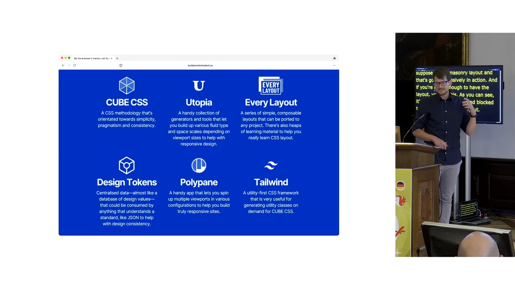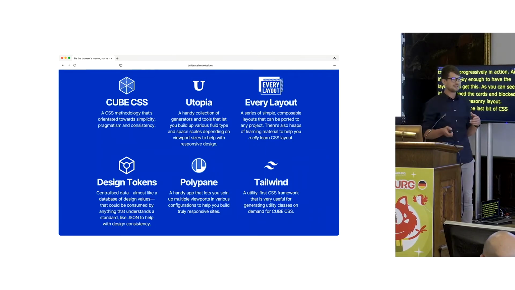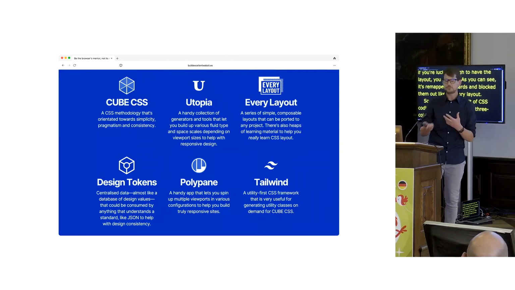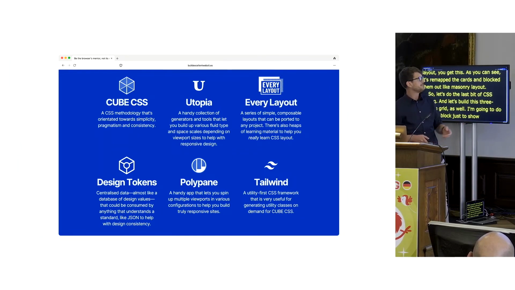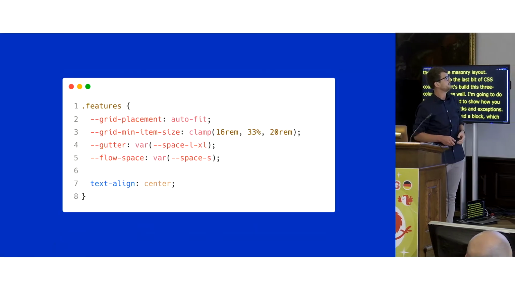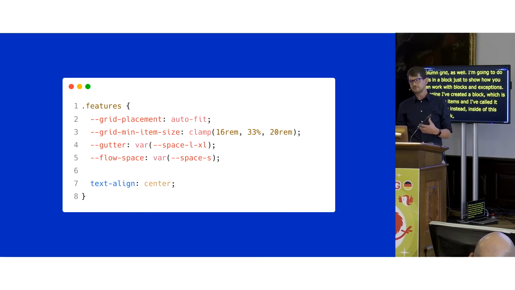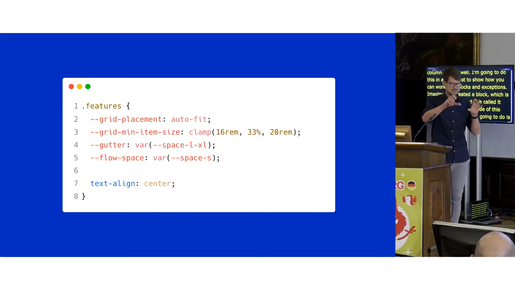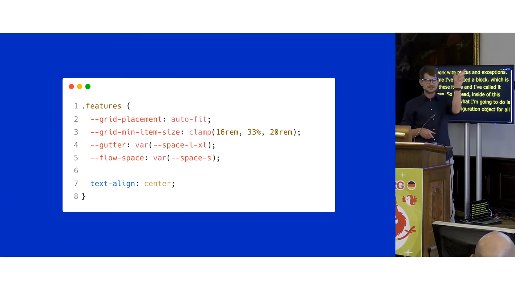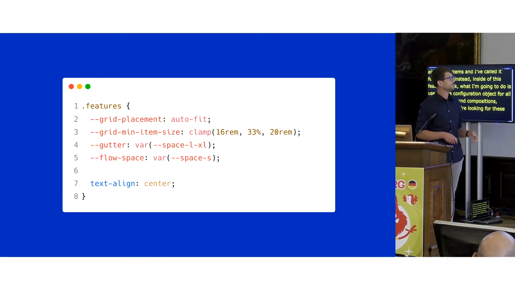So let's do the last bit of CSS coding, and let's build this three-column grid as well. So I'm going to do this in a block to just show you how you can work both with blocks and exceptions. So imagine I've created a block which is all of these items, and I've called it features. So instead, inside of this features block, I'm going to use it like a configuration object for all of the utilities and compositions. Remember, they're all looking for these variables and providing fallbacks. So I'm going to give them the variables to look for.